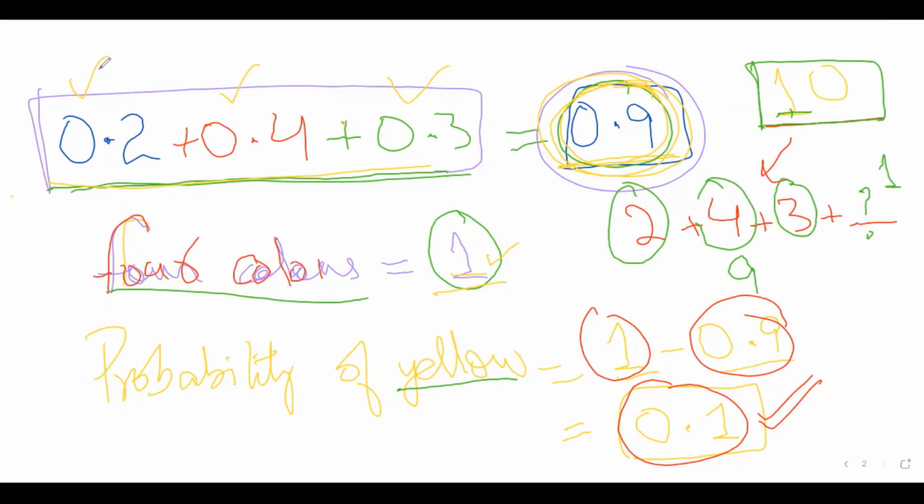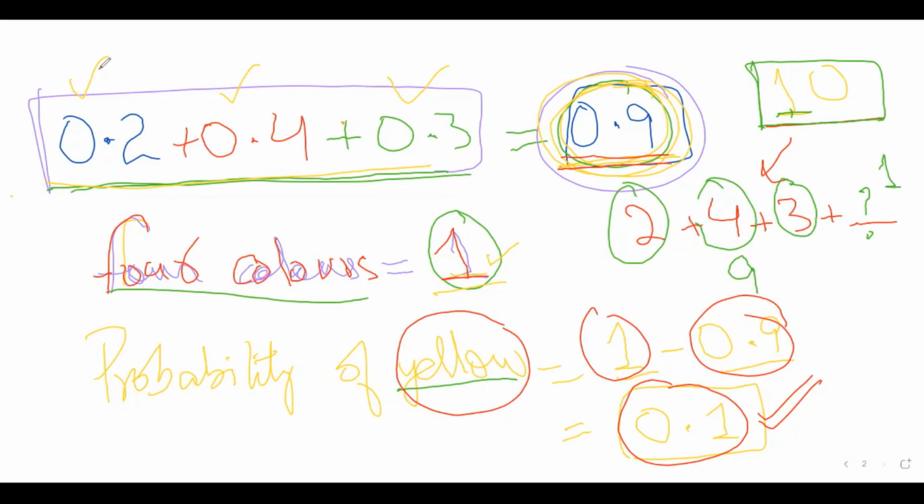Probability of 4 colors is 1 because we only have to take out one button. So total probability is 1. The probability of total 4 colors is 1 and we have calculated the probability of 3 colors. So what will be the probability of the last color? We will subtract 0.9 from 1.